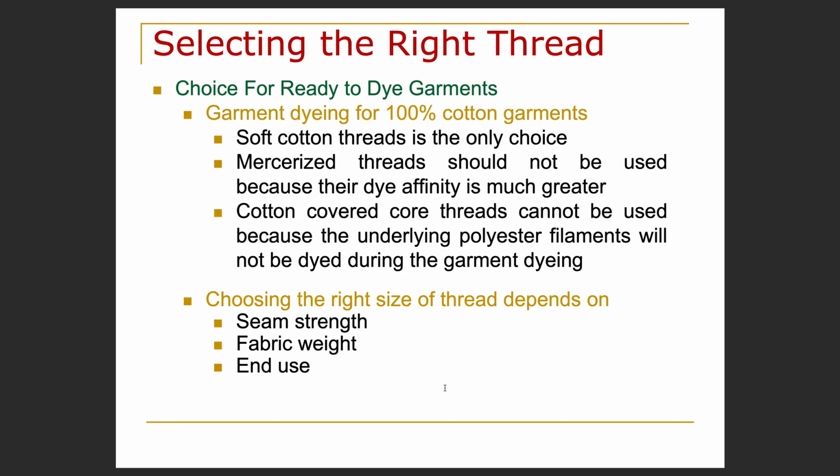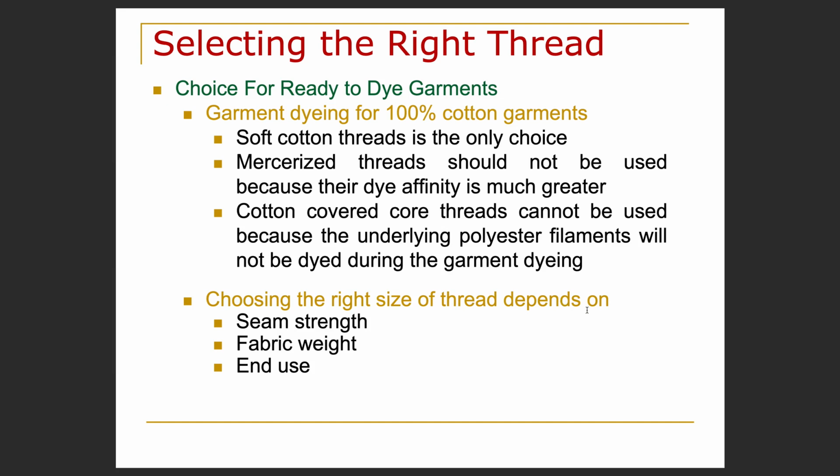Then for ready to dye garments, what kind of sewing thread can be used? Soft cotton thread is the choice for these kind of garments. Mercerized thread should not be used because their dye affinity is much greater. Cotton covered core threads cannot be used because the underlying polyester filament will not be dyed during the garment dyeing. So we need to dye both the cotton and polyester parts. So generally this is not preferred for ready to dye garments.